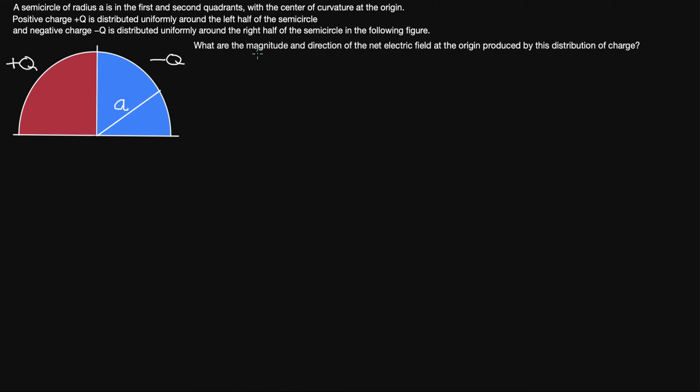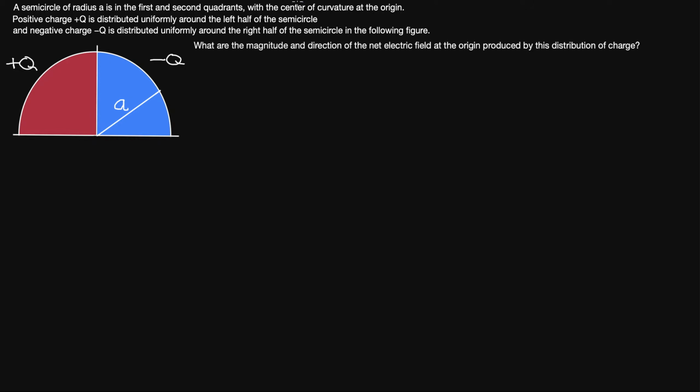And then we're being asked for the magnitude and direction of the net electric field at the origin produced by the distribution of charge. Okay, first let's talk about the quadrant system, because that's how we're given the description, just in case you weren't given this diagram and you had to identify the first and second quadrants. A reminder that this is the first quadrant, the second quadrant, the third quadrant, and the fourth quadrant. This diagram is in the first and second quadrants because I have my axes here, as you can see in white. And so that is the quadrant system.